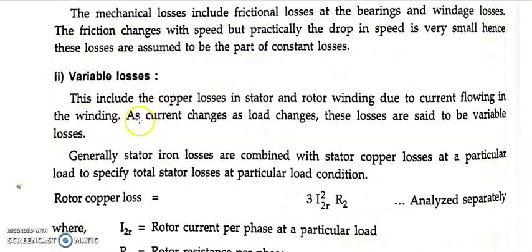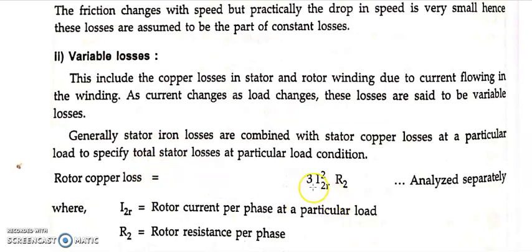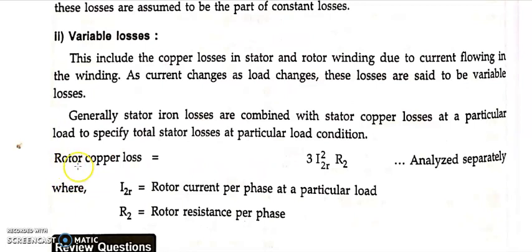The second one is variable losses. This includes copper losses in both stator as well as rotor, and it occurs due to the flow of the load current in the stator as well as rotor. Basically this is given by the formula I square R. Here we are specifically concentrating on the rotor copper loss. I2 is the rotor current per phase at a particular load, that is, the load current in the rotor part, and R2 is the rotor resistance per phase.